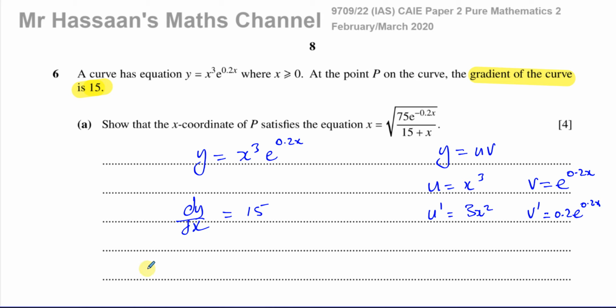Now for dy dx, we multiply these two together. So we have 3x squared times e to the power of 0.2x, and we add these two multiplied together, so plus x cubed times 0.2 e to the power of 0.2x. I'll write it as 0.2 times x cubed times e to the power of 0.2x, and we know that that is dy dx, and that's equal to 15. We're going to find when that's equal to 15.